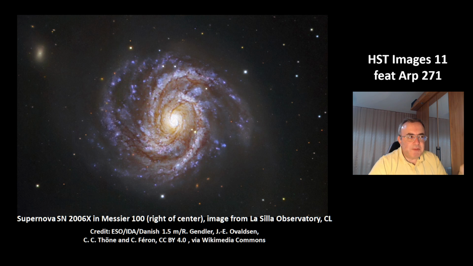In 2006, there was a supernova detected, supernova SN 2006X, in this galaxy Messier 100. This is an image from the La Silla Observatory in Chile. Supernova is here, this bright spot at the right. Bigger bright spot, that's the supernova.